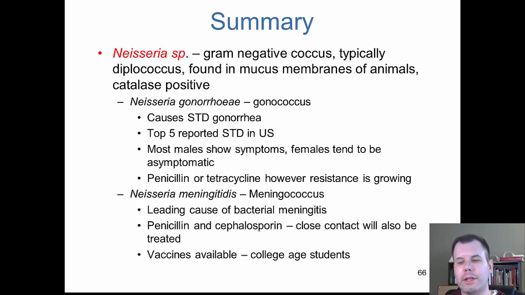Okay, the meningitidis is the meningococcus, again a diplococcus that we tend to see. And again, it's one of the leading causes of bacterial meningitis. I would say about 60 to 70% of all meningitis is caused by this guy, Neisseria meningitidis. And again, it can be treated. However, quick response is the idea.